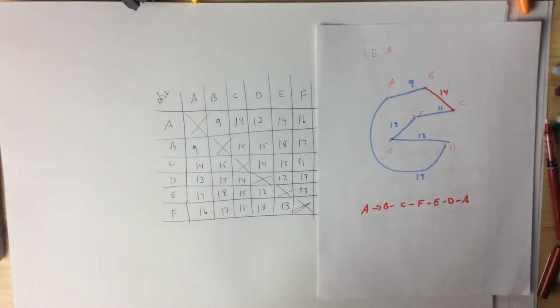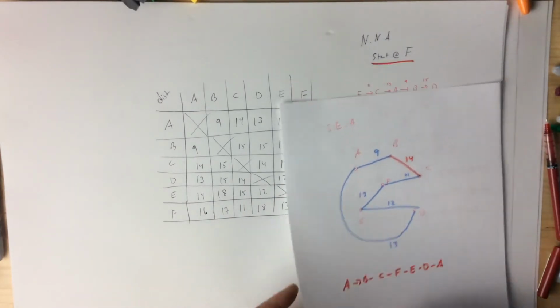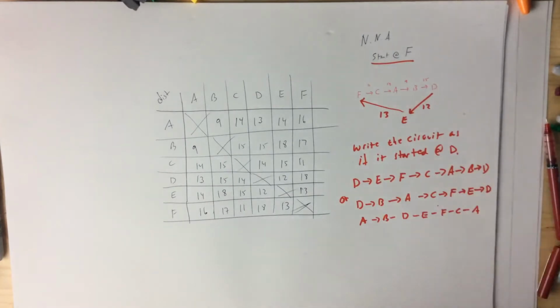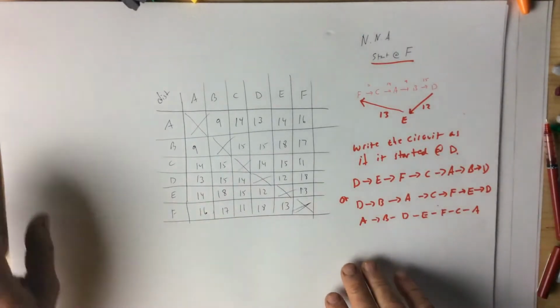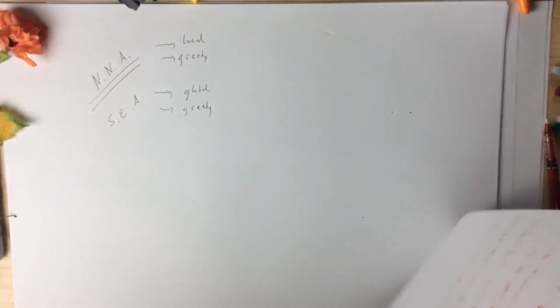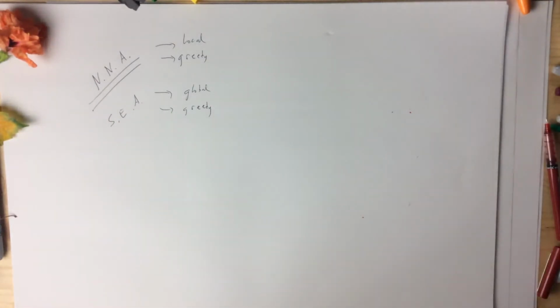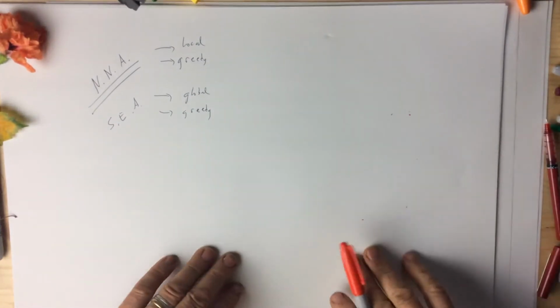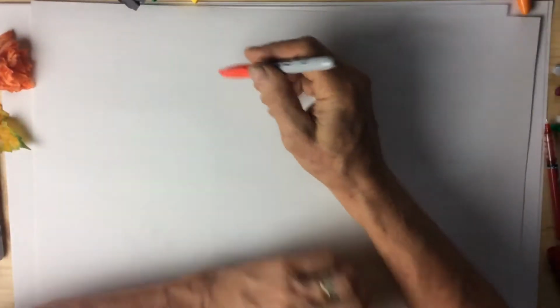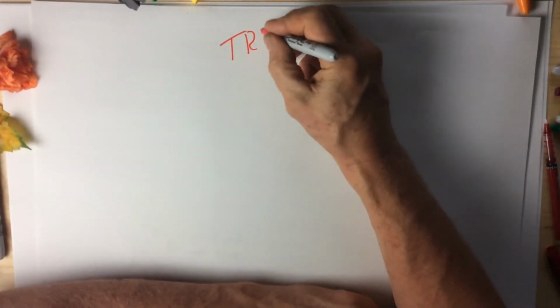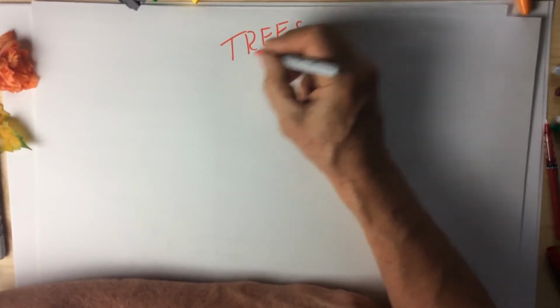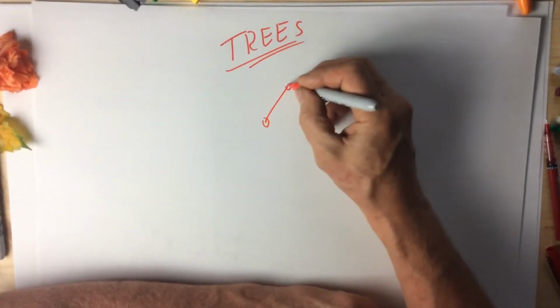It's just what happens. Now, we're going to do another problem that is very similar to what we've just been doing, but it involves a very special concept called a tree. Now, trees are unique pictures.